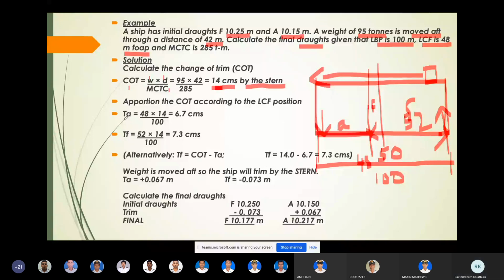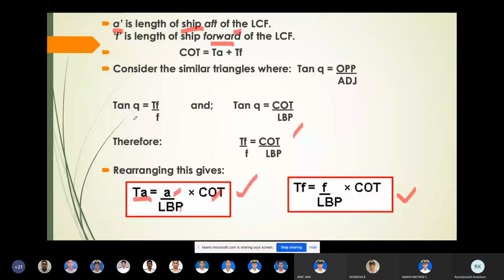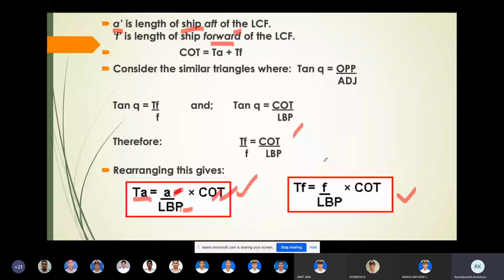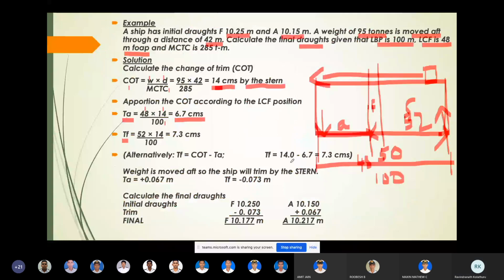Trim correction aft, I will be using this formula: A by LBP into change of trim. A we already know is 48, change of trim is 14 centimeters and my LBP is 100 meters. So the value I get is 6.7 centimeters. Remember, you will get this in centimeters. Next, trim correction forward, which is F by LBP into change of trim. So 52 into 14 by 100 will give me 7.3 centimeters.